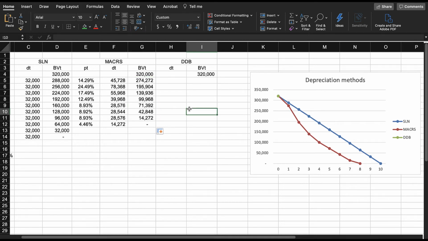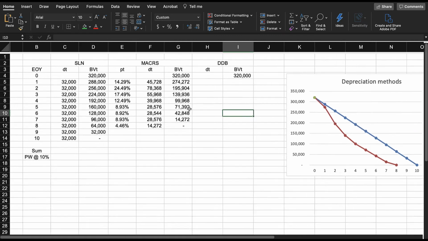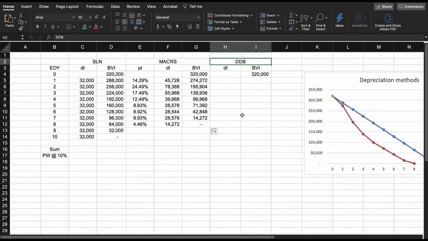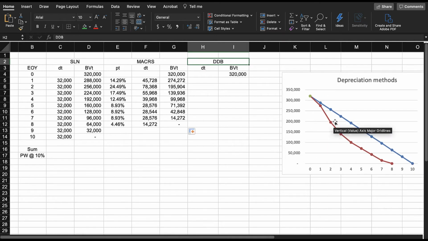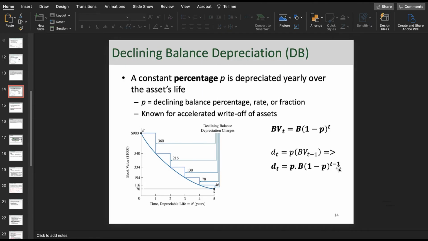In addition to these two methods, I just want to do depreciation using double declining balance, so we can see that with respect to these two methods, straight line and MACRS. And for double declining balance, we know the formula for the depreciation deduction for each year. It's the percentage, and for double declining balance, it's 2 divided by the useful life, which is 10 years in this case.